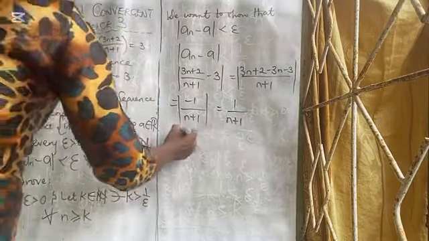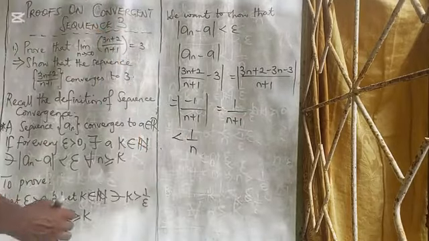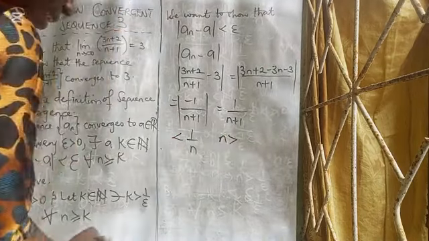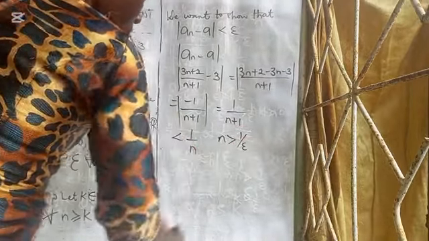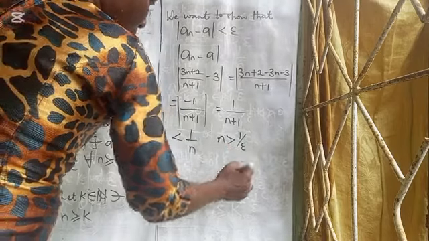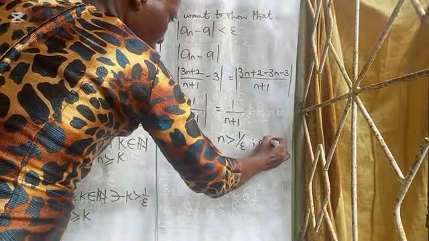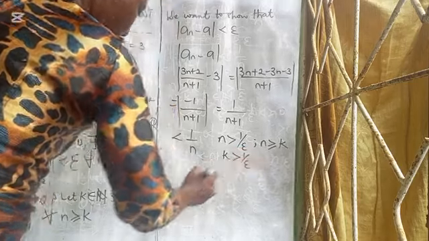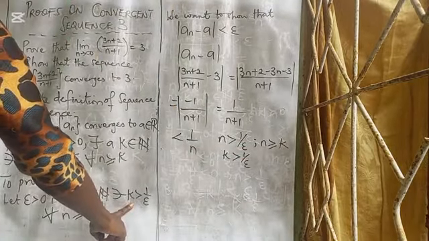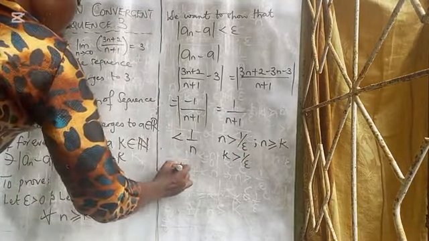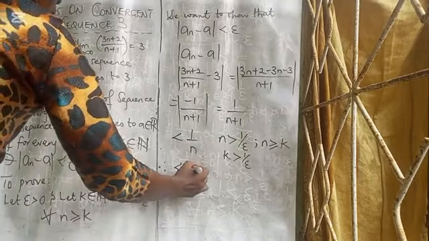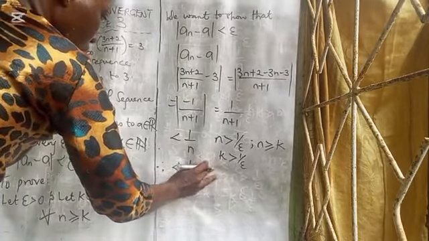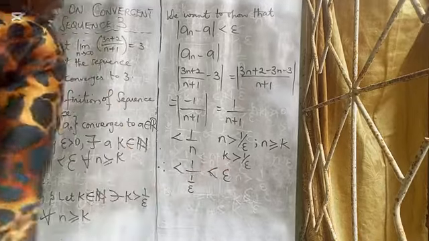But 1 over n plus 1 is less than 1 over n. And our n is greater than 1 over epsilon. And what? n is greater than or equal to k. Therefore, k is also greater than 1 over epsilon, as we have seen here before. Therefore, this is less than 1 over 1 over epsilon. And that gives us what? That is less than epsilon.